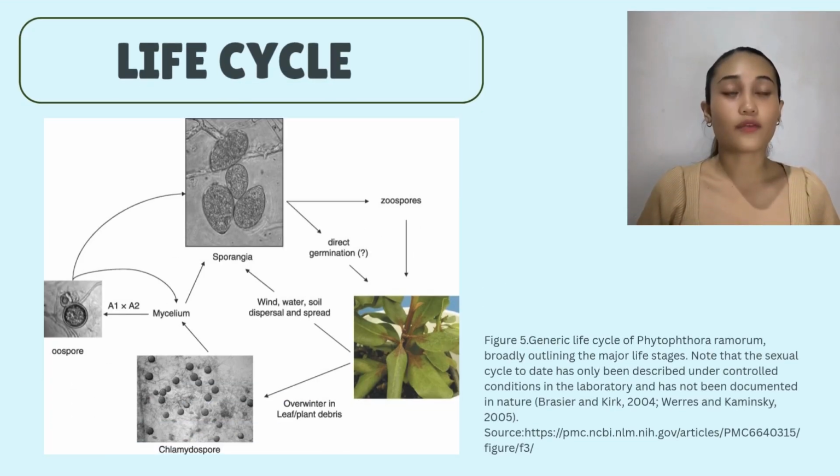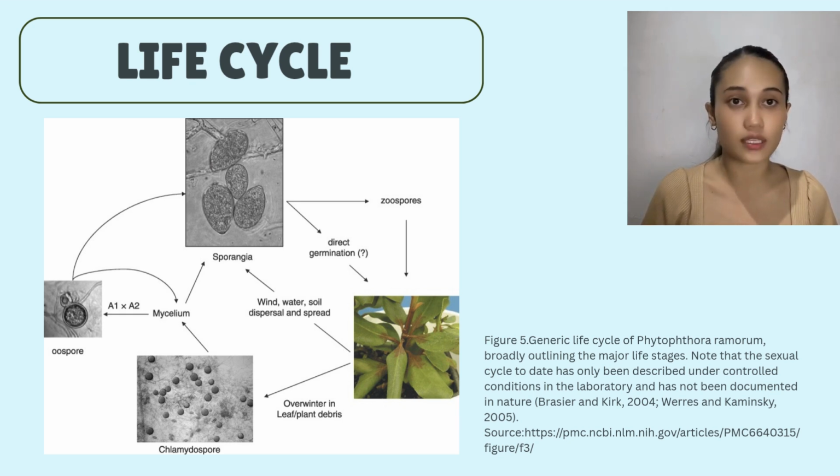The life cycle of Phytophthora ramorum begins with the formation of sporangia, which are structures that release zoospores, or tiny motile spores that swim in water to find and infect new plant tissues. These zoospores encyst, germinate, and penetrate the host plant, leading to infection. Although direct germination from sporangia is uncertain, it occurs in related Phytophthora species.